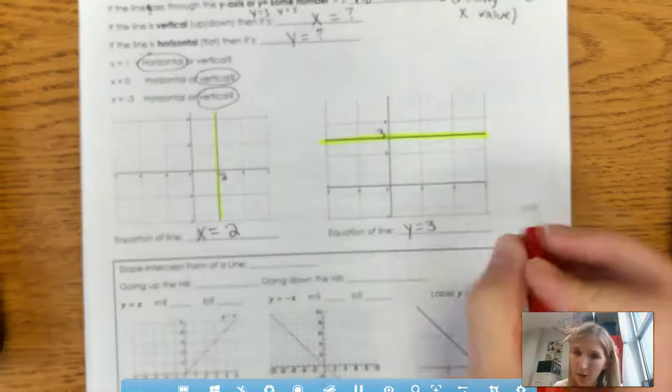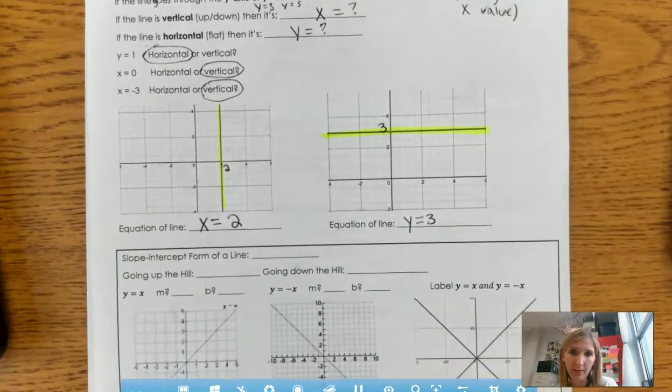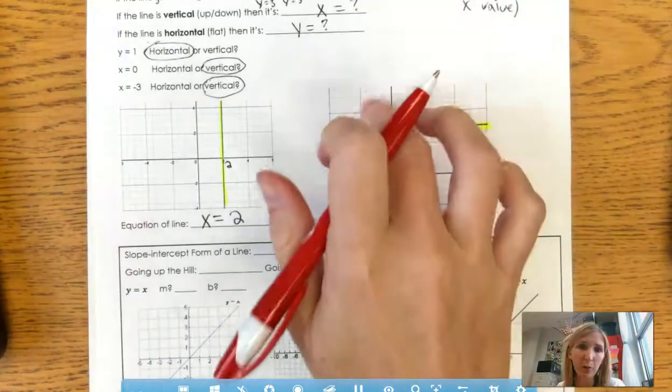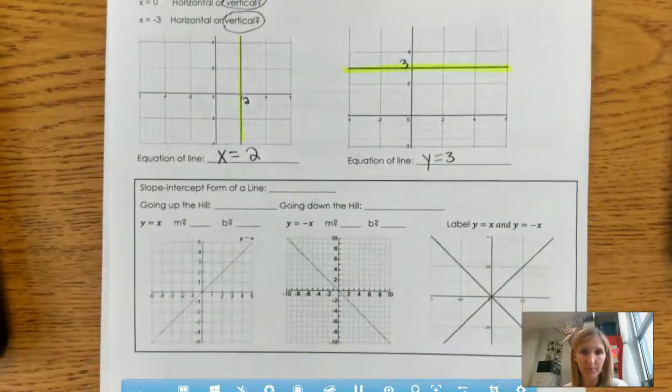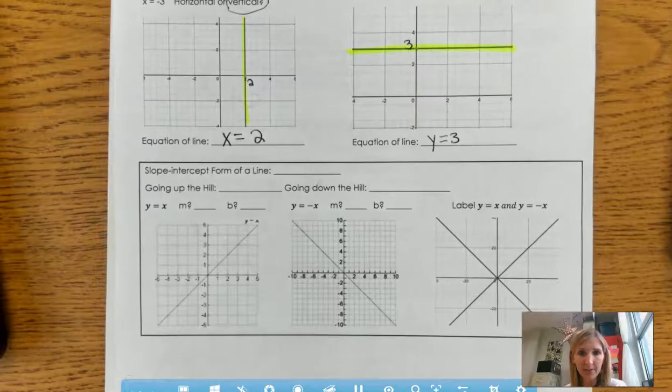So my equation here is y equals positive 3. And it's positive because we're above the x-axis, not below. All right, so that was vertical and horizontal lines.